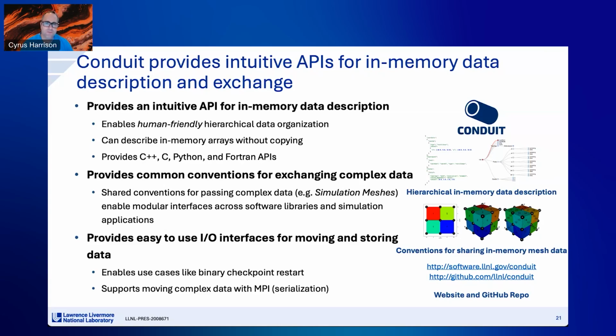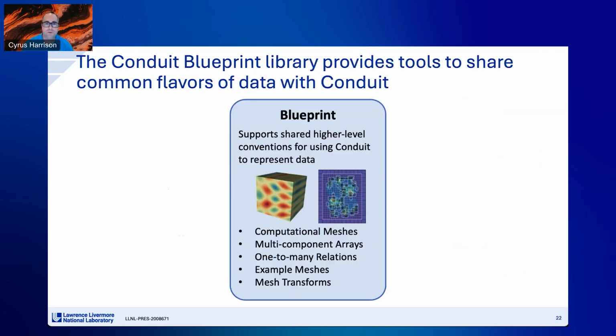And then building on top of this tree structure that we have that's very flexible, we also have common conventions for sharing simulation meshes. So when we present data, how do we know there's a field on a mesh, right? Things like that. So we have conventions for that, and we have runtime checks and things of that nature. The other thing that's interesting about Conduit is once you've described things very well in memory, then a lot of the other features can fall out in terms of I/O, right? So checkpoint restart or shipping things around with MPI. So it helps with all those things.